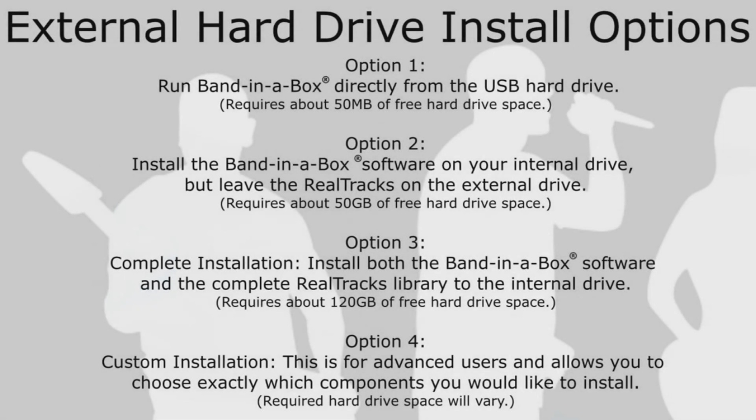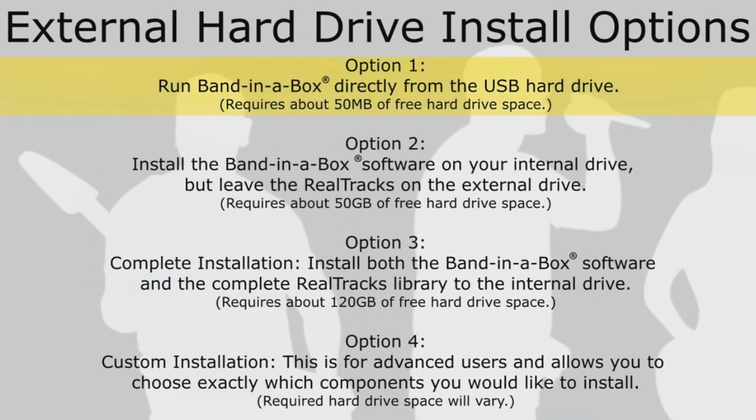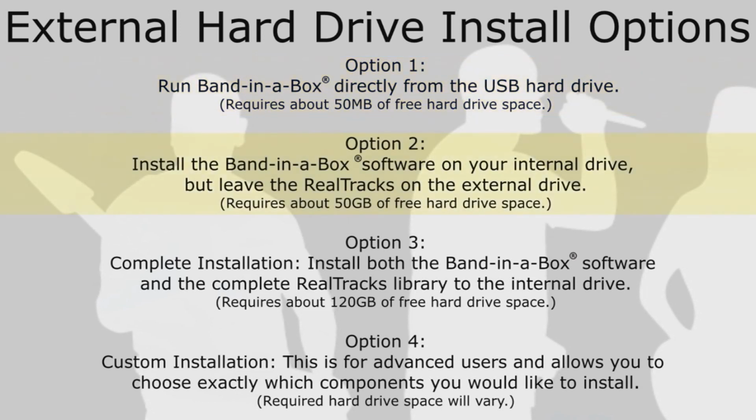When installing the software, you will be given four options for installation. Option 1. Run Band in a Box directly from the USB hard drive. This is the minimal installation that requires about 50 megabytes of free hard drive space. Only the synth plugins and the fonts are installed to your internal drive, leaving the software and the content library on the external drive.